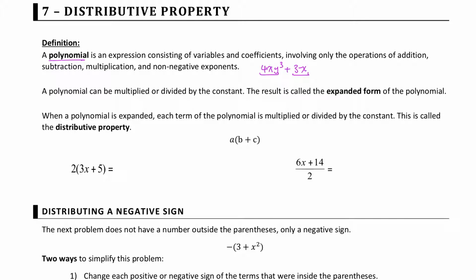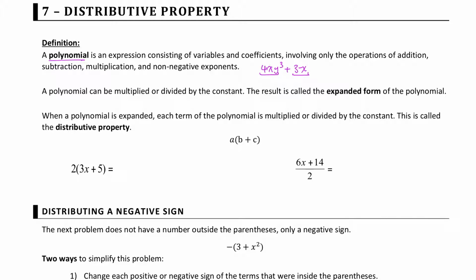Now, a binomial can be multiplied or divided by a constant or even another term which involves both constants and variables. The result of this is called the expanded form of the polynomial. When a polynomial is expanded, each term of the polynomial is multiplied or divided by the constant or the term that is present. This is called the distributive property.